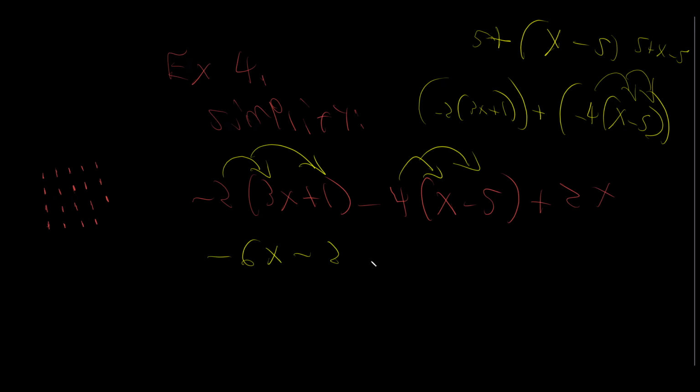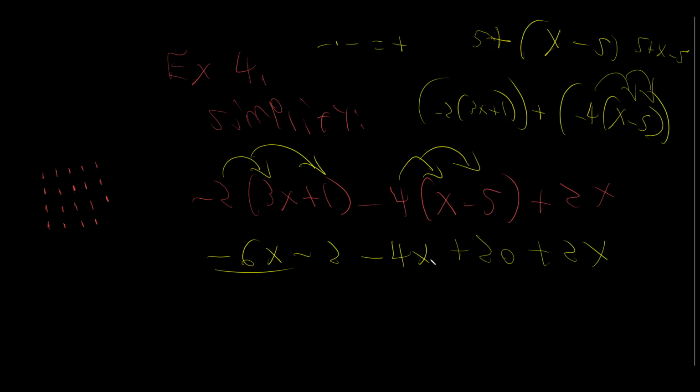Negative 4 times x, we get minus 4x. Negative 4 times negative 5. So when two negatives are multiplied, it becomes a positive. That's a rule you need to know. So this gives us plus 20. And then we have plus 2x.